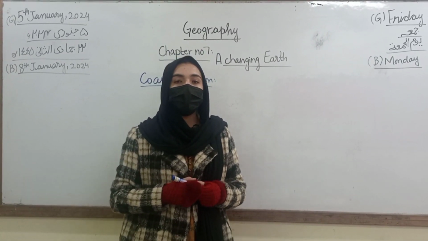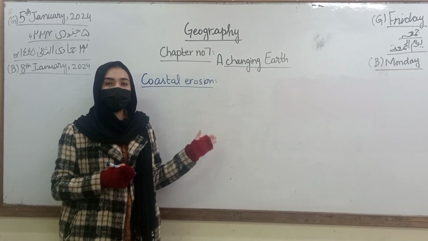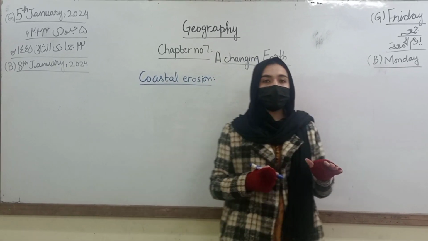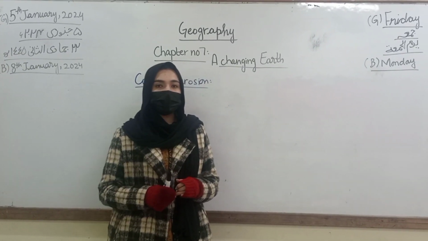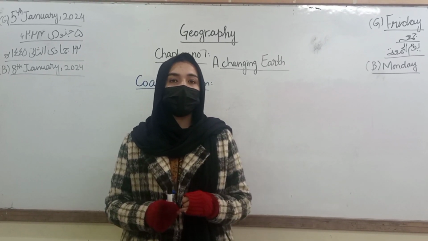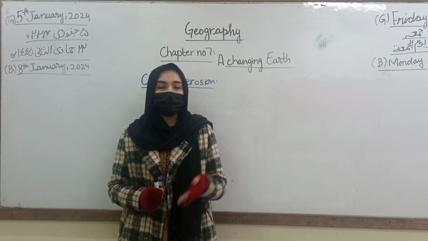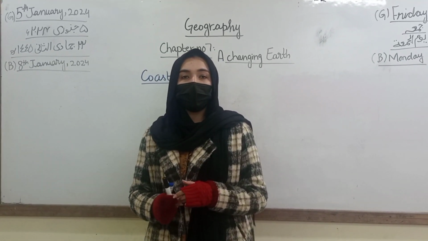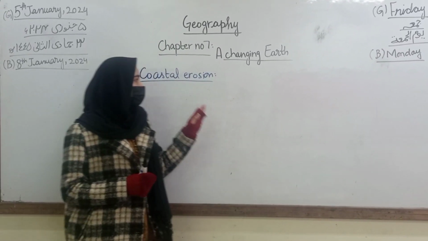Yes, very good. Coastal erosion is the type of erosion which happens along the coast of rivers and seas. It means that it carries the weathered rocks away from the rivers to the shores of the seas and rivers. And how does it happen? Can anyone tell me the types of this coastal erosion?